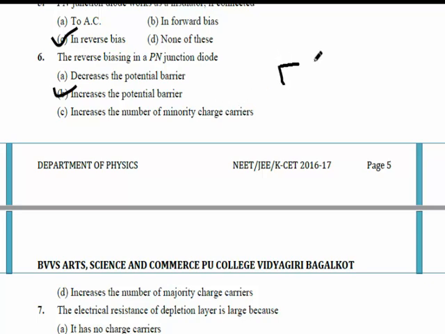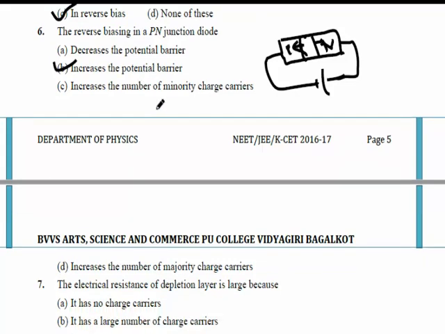Okay, so I will show the diagram. This is a PN junction. When it is reverse bias, this is reverse biasing. When you make a reverse bias, this is the potential barrier. This potential barrier width increases, thereby resistance increases and conductivity decreases. Means the potential barrier width increases. So the sixth option is D.